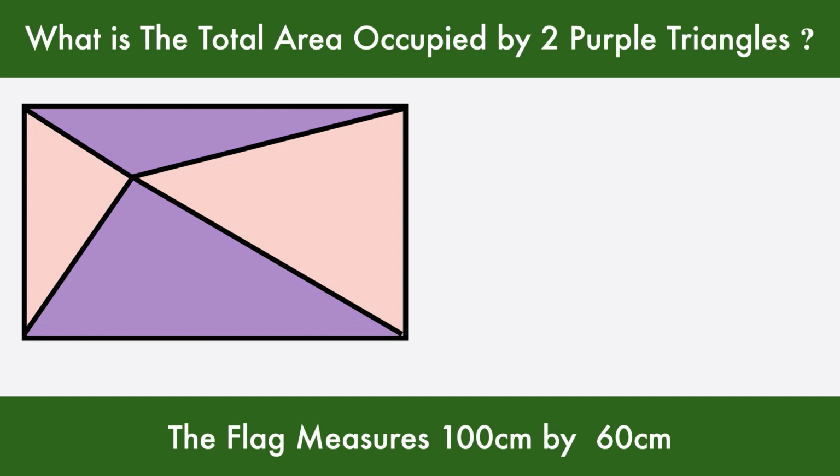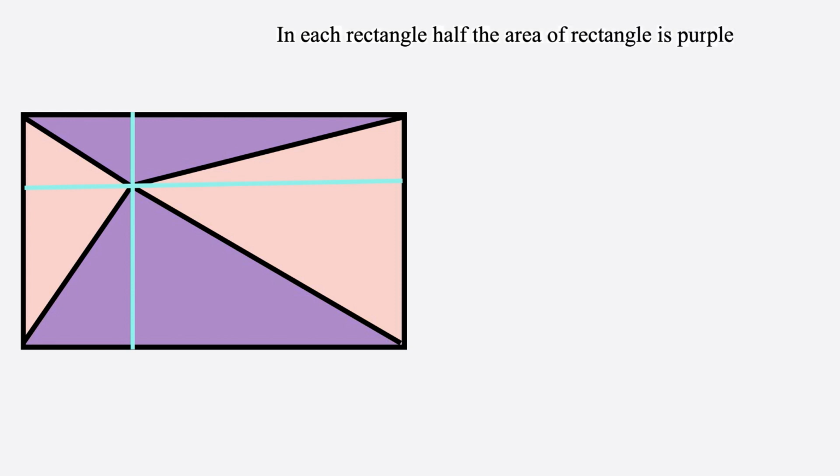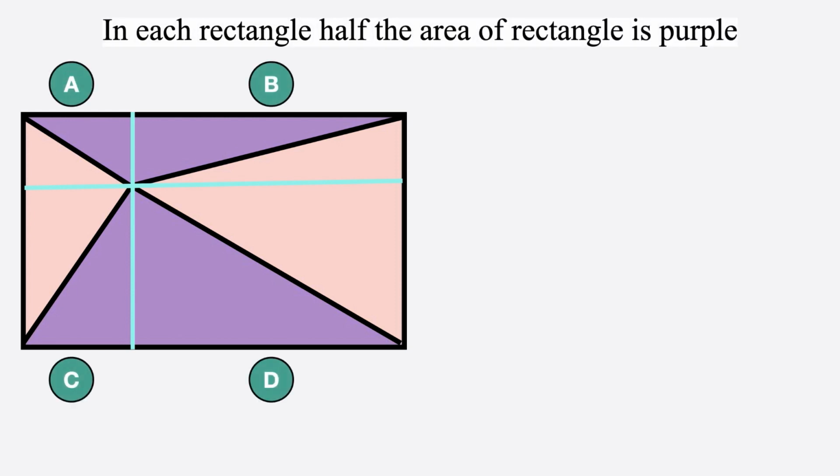Let me explain the solution now. In order to solve this problem, let's divide the flag into 4 rectangles. As shown here, the flag can be conveniently divided into 4 rectangles like this. Let's name these divided rectangles A, B, C and D. If you observe each rectangle carefully, in each rectangle half the area is purple.